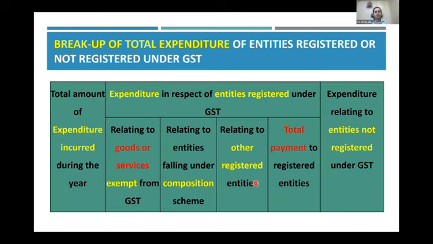Now, this is the table which the assessee and the professional are asked to report through Form 3CD. If you see the yellow marks which I have made, kindly concentrate properly on those particular words. This is the heading of clause 44. They say breakup of total expenditure. Now, what is this breakup?